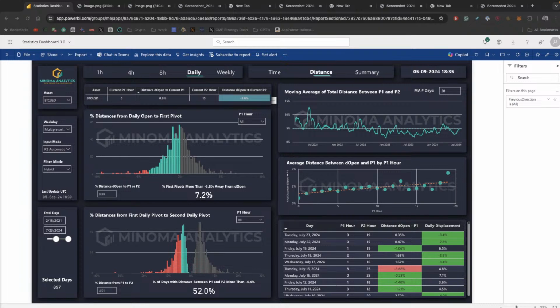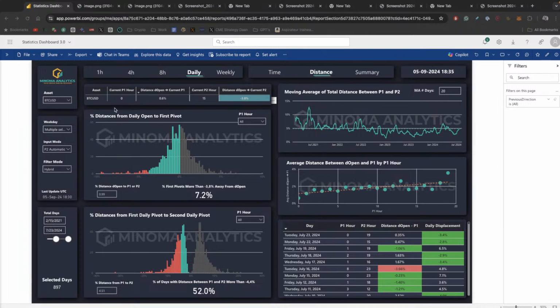All right, so the hybrid filter mode functions as a middle ground between no filtering and conservative filtering, adjusting dynamically based on the current time of P1. The key idea behind hybrid filtering is that once P1 is set after hour 1, it makes sense to exclude data from hour 0 and 1, as P1 can no longer occur during those earlier hours.